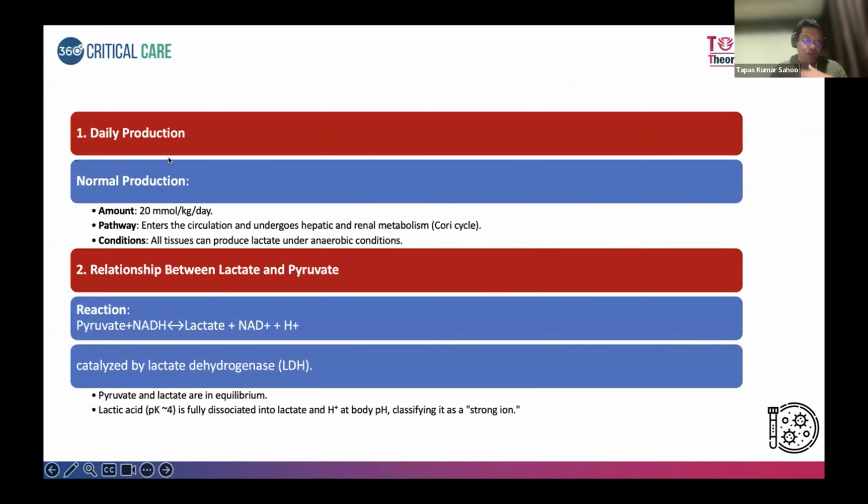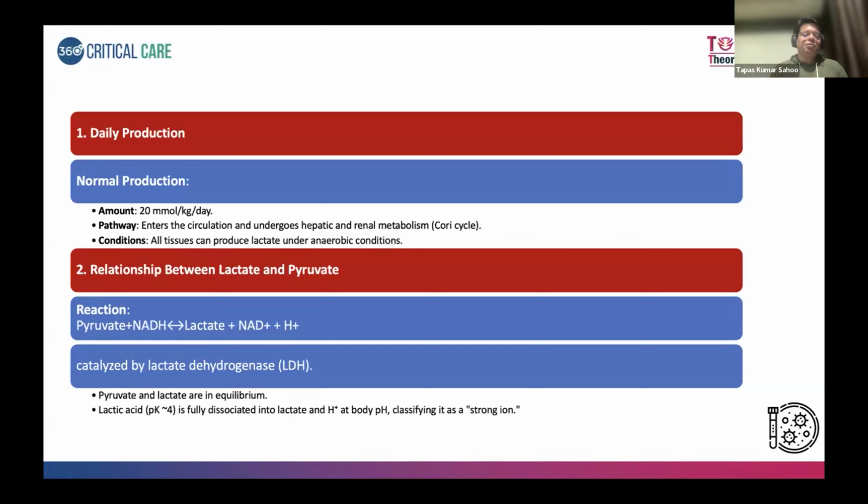Now, there is something you need to remember about the kinetics of lactate. The daily production normally is around 20 millimole per kg per day, and it enters the circulation, undergoes hepatic and renal metabolism, and the cycle, you remember, the Cori cycle. In the practical examination, some of the examiners would be very keen on guessing how deep your knowledge is related to the physiology part. So, the Cori cycle. Now the conditions: all tissues can produce lactate under anaerobic conditions.